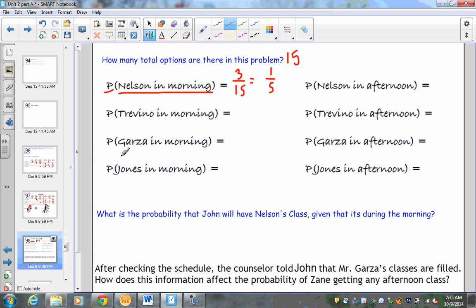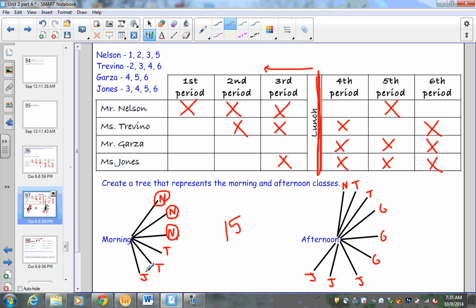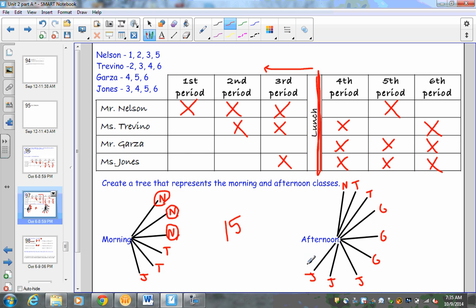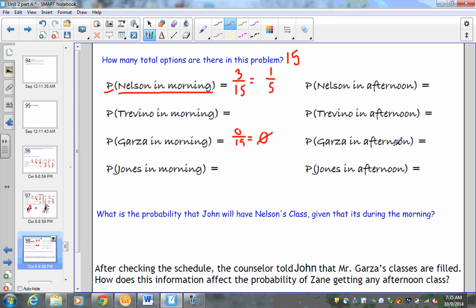Next one. Garza in the morning. If you notice, there's no Garzas in the morning. So it would be 0 over 15 if we apply the same concept, which of course is going to be 0. So no chance. All right, Jones in the afternoon, and we're going to stop with this. Jones in the afternoon, we have 3. So we have 3 over 15, and of course that would reduce down to 1/5.